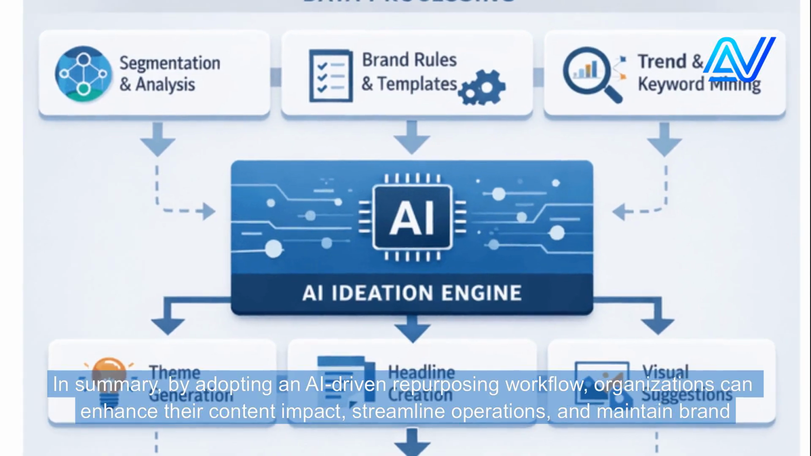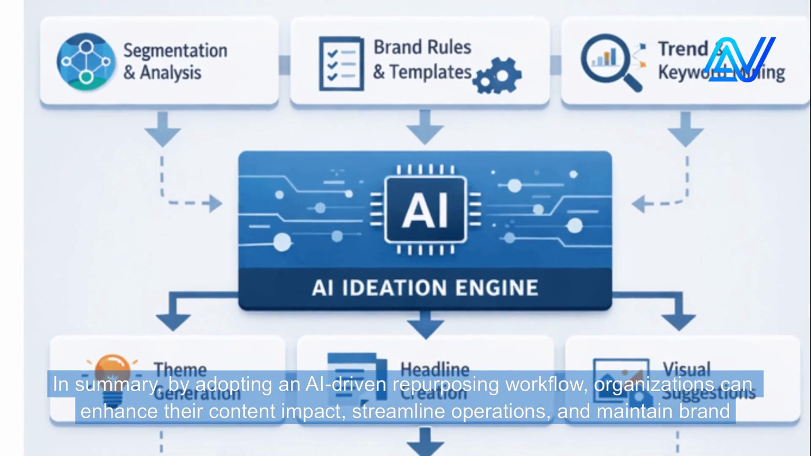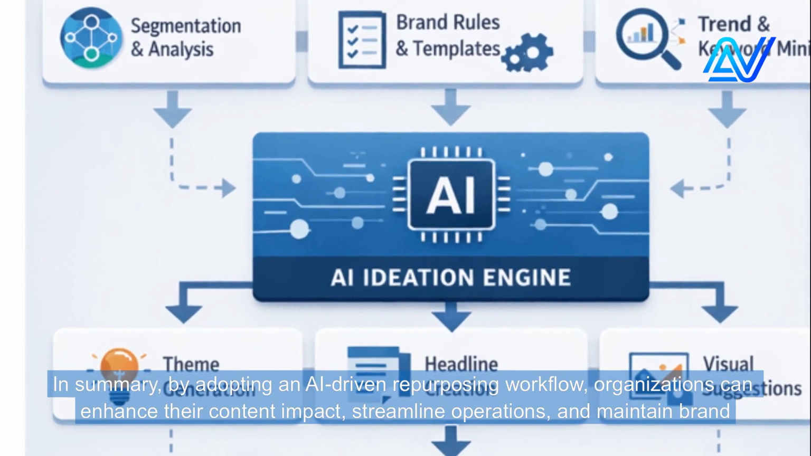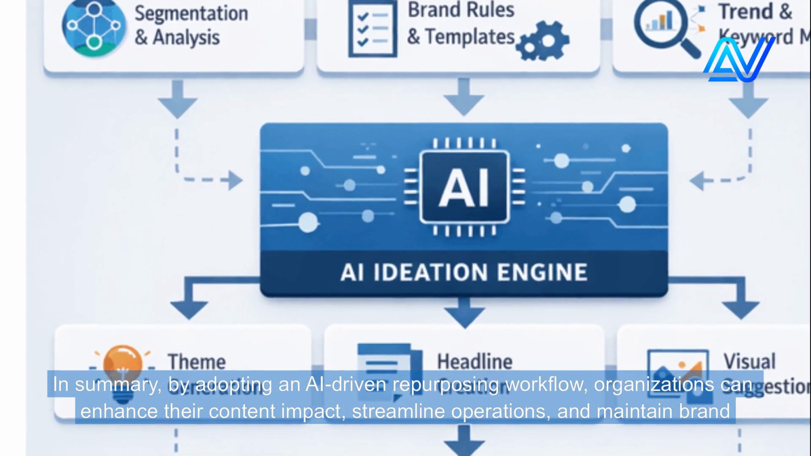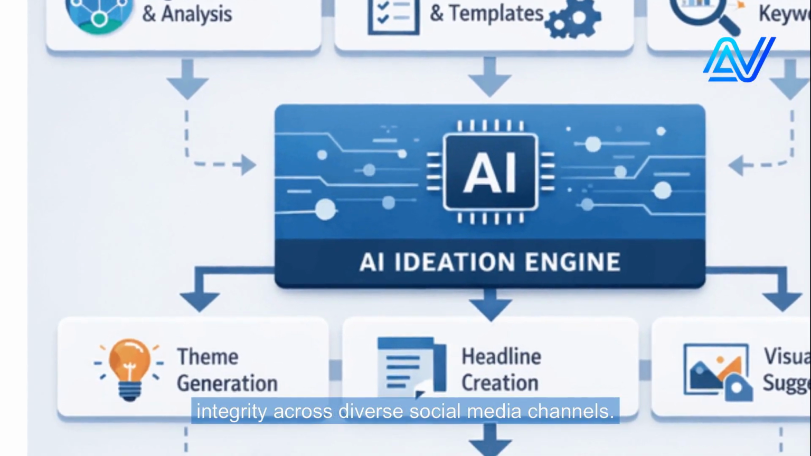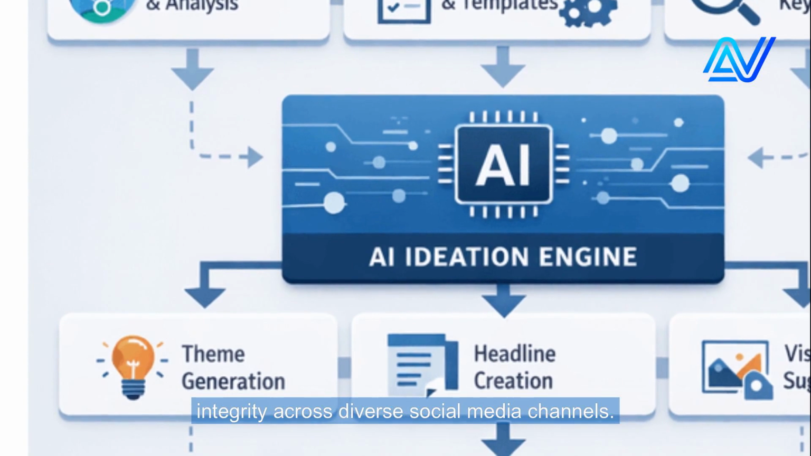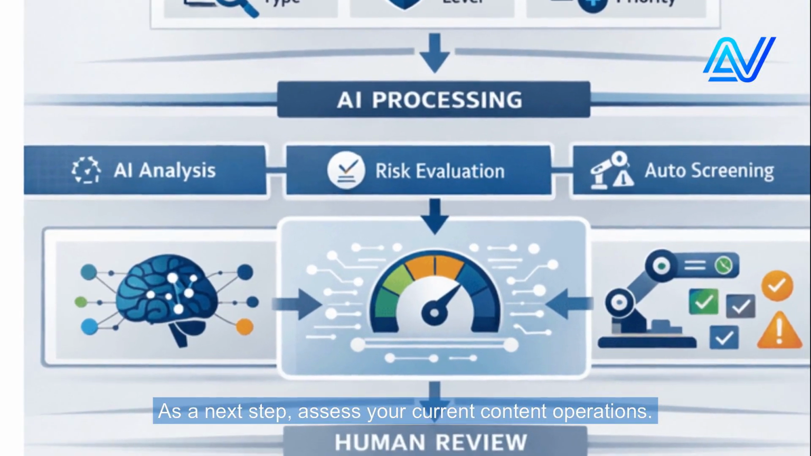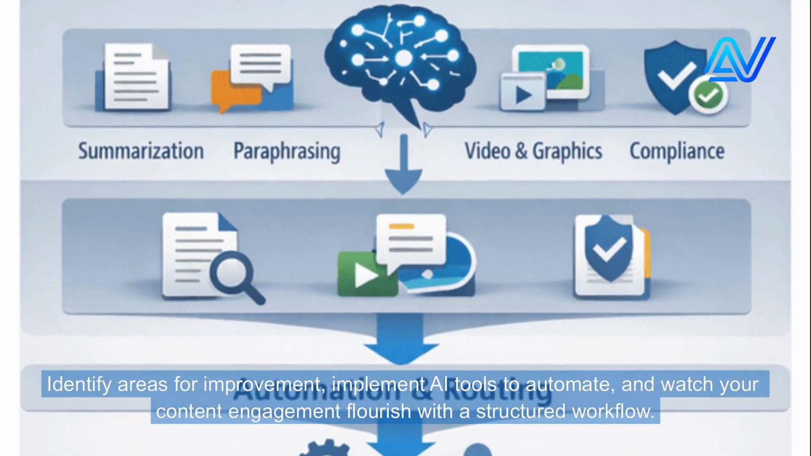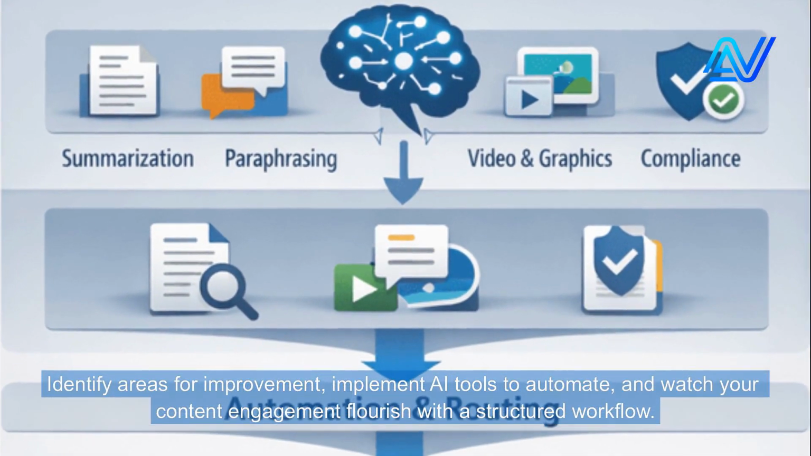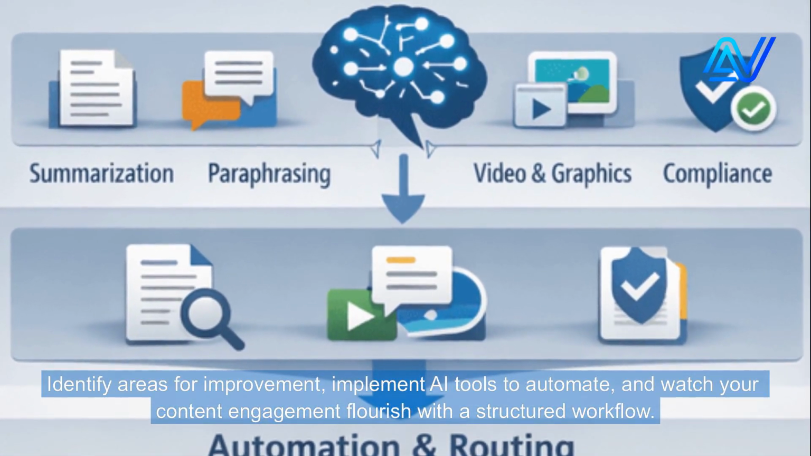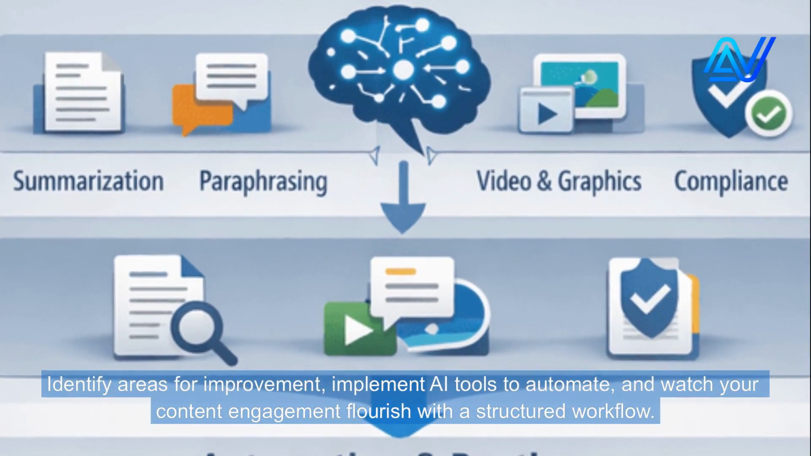In summary, by adopting an AI-driven repurposing workflow, organizations can enhance their content impact, streamline operations, and maintain brand integrity across diverse social media channels. As a next step, assess your current content operations. Identify areas for improvement, implement AI tools to automate, and watch your content engagement flourish with a structured workflow.